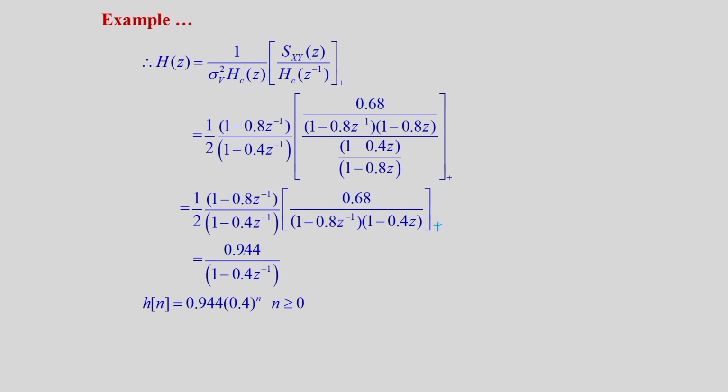Ultimately we will get Hz equal to 0.944 divided by (1 minus 0.4 Z inverse). So, this is the transfer function of the IIR causal Wiener filter, and correspondingly hn also we can find out by taking the inverse transform. hn will be 0.944 into 0.4 to the power n for n greater than or equal to 0. This will be defined for n equal to 0 to infinity. So, that way we can find out the causal IIR Wiener filter.